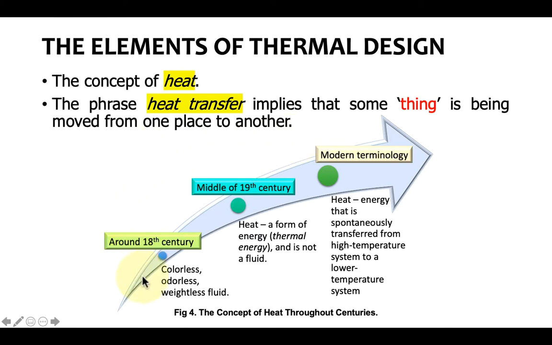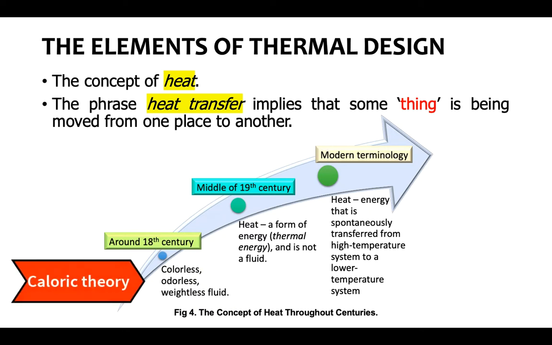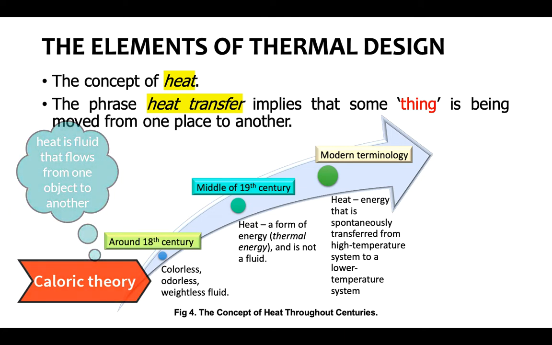Through the 18th century, heat was thought to be a colorless, odorless, and weightless fluid. It is from this era that the concept of caloric theory is used. From this concept, heat is some sort of fluid that flows from one object to another.